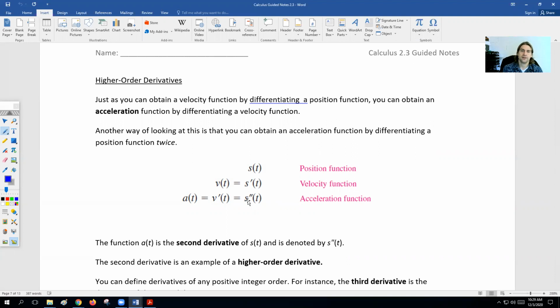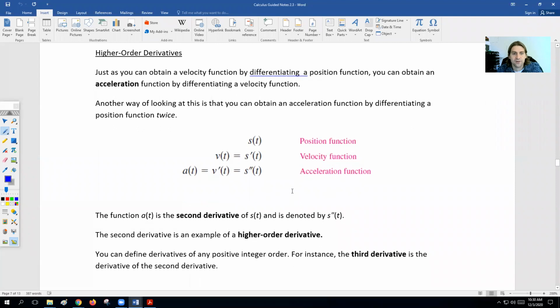If we look at the derivative of the position function, that will give us the velocity, because the derivative, the rate of change of the position, is a speed. Well, we can actually take the derivative of that. So the derivative of the velocity, or the rate of change of the speed, is the acceleration. So we can take the derivative multiple times. There is really no limit to how many times we can take the derivative.